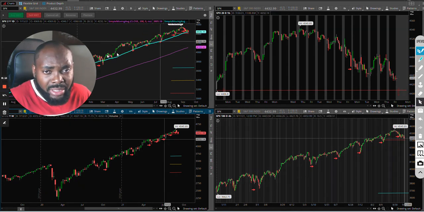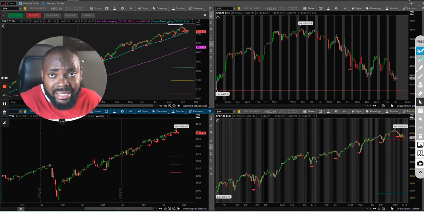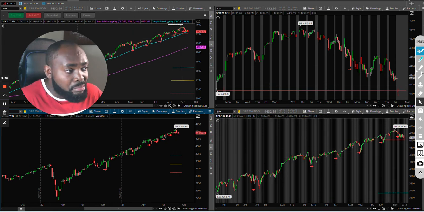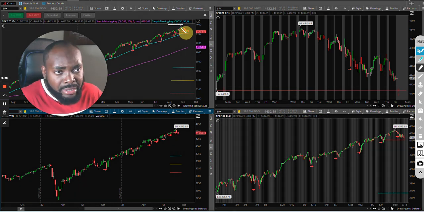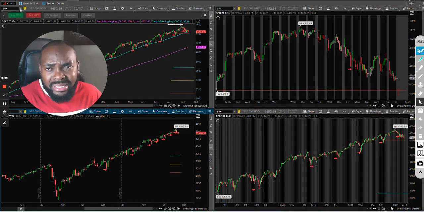All right, so that's how I'm looking at it for the SPX. Nothing too crazy, but it's just major bearish patterns that are building in both the Dow Jones and the S&P 500 as we speak right now. So it's a time to be very cautious.